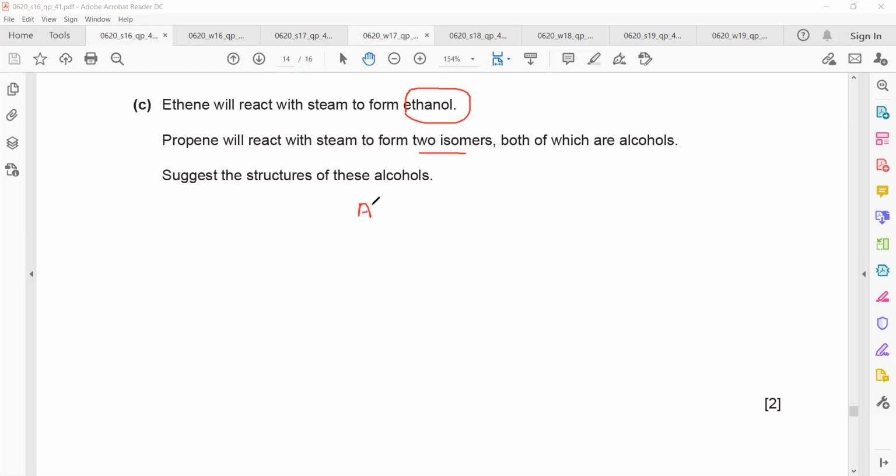Because when an alkene undergoes a reaction with any reagent other than combustion, there will be only one product, and that will be an alcohol. So when propene reacts with steam, it will form propanol. What we have to do is suggest the structure of these alcohols. Propene reacts with steam to form two isomers, meaning they have the same formula but different structures. So I have to draw two different structures of propanol.